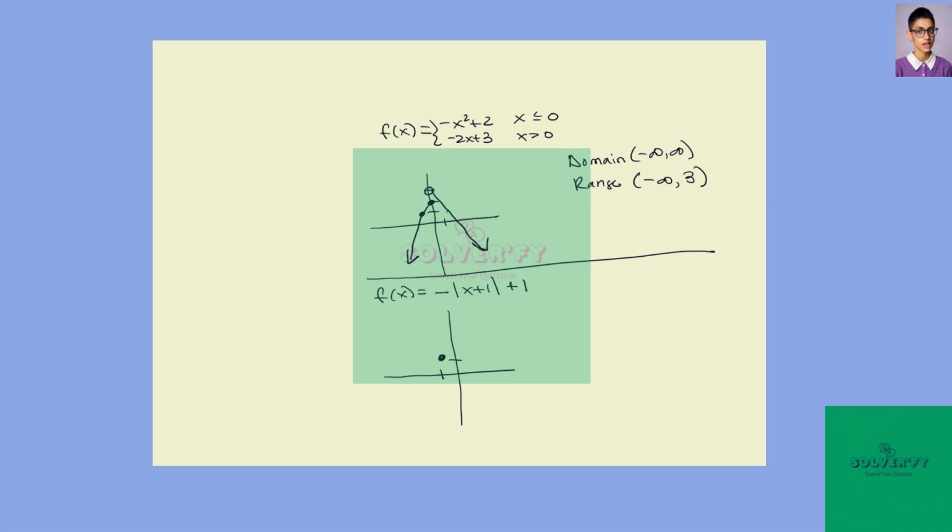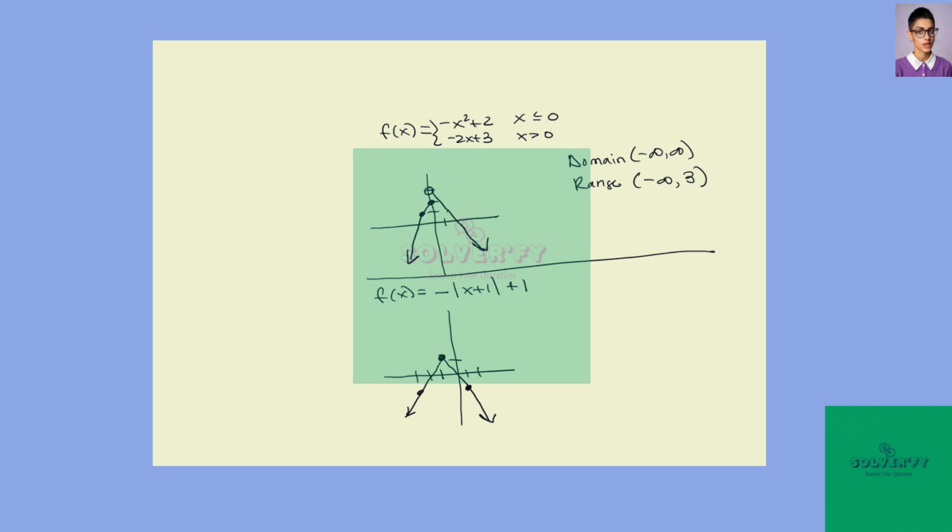If I plug in positive 1, I'm going to get out negative 1. And that's 2 units over, so I'm going to have a mirror point over here.